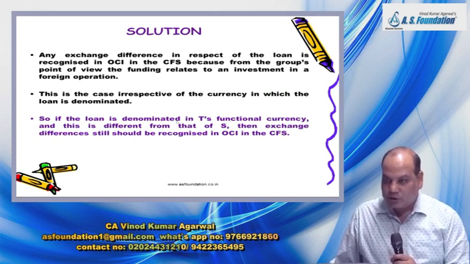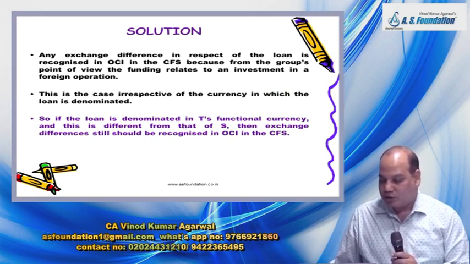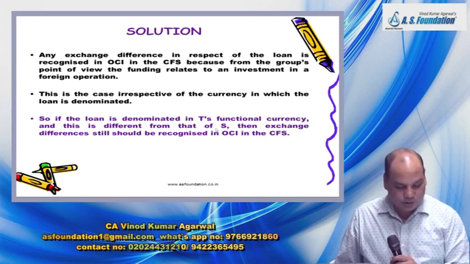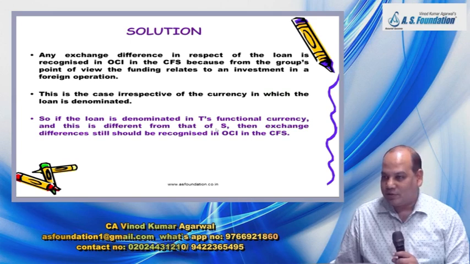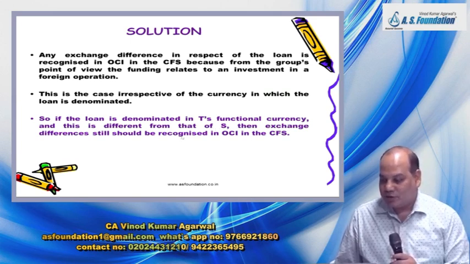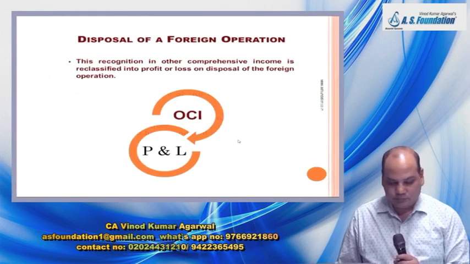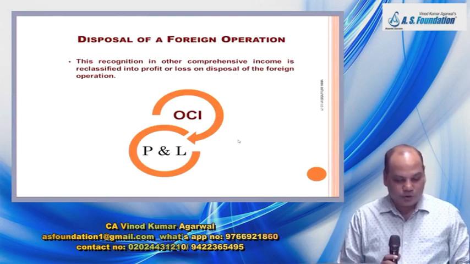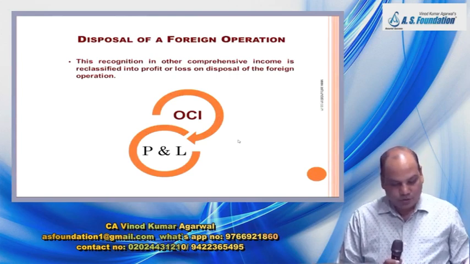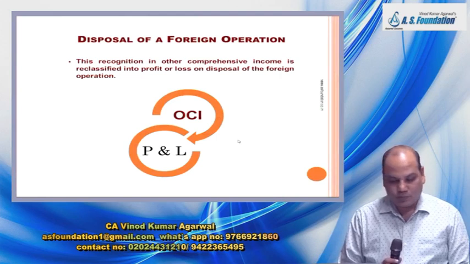So if the loan is denominated in T's functional currency and assuming it is different from that of S, they have not mentioned what is the functional currency of T and S, right? It should be different. Then exchange difference will be recognized in OCI in the CFS. Now one important part for solving many questions, even for your consolidation problems, disposal of a foreign operation.